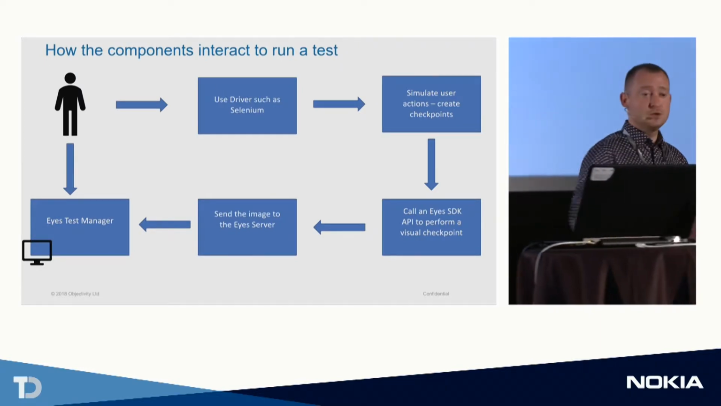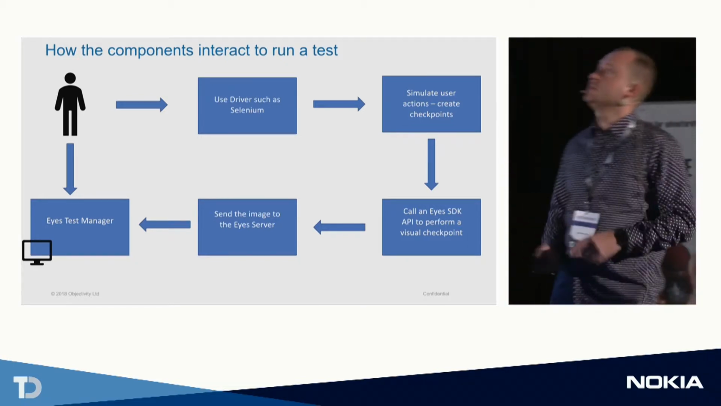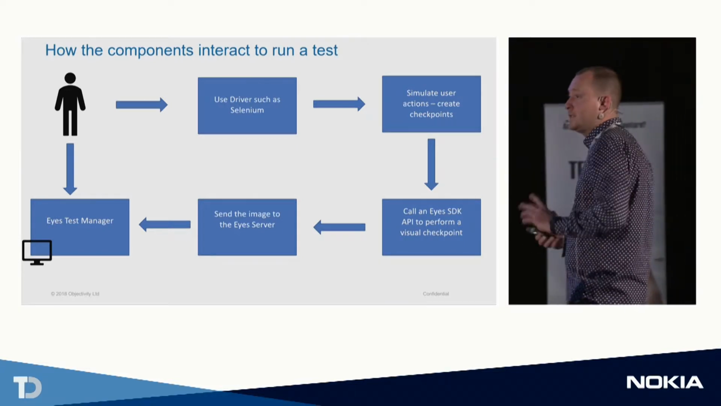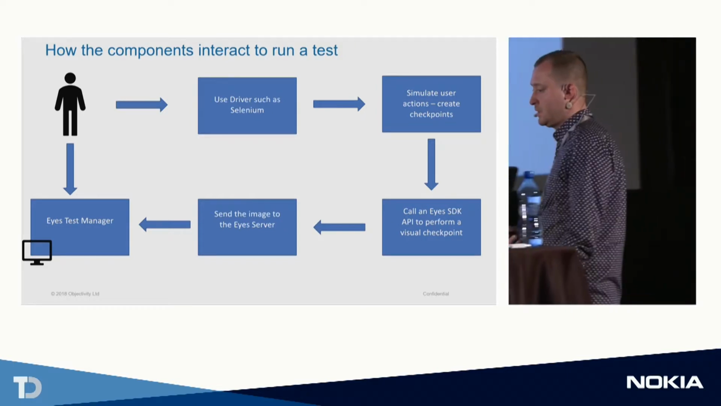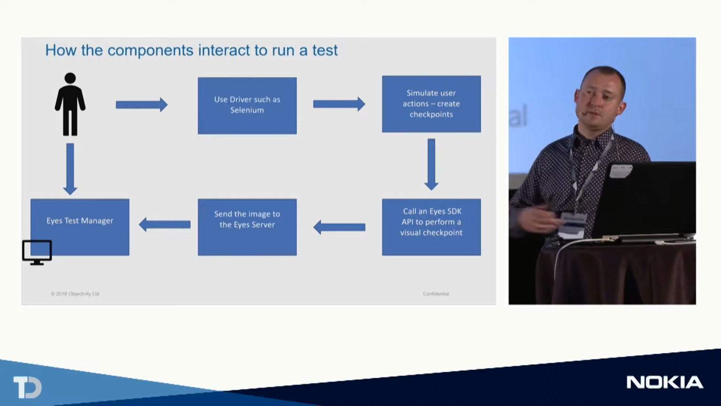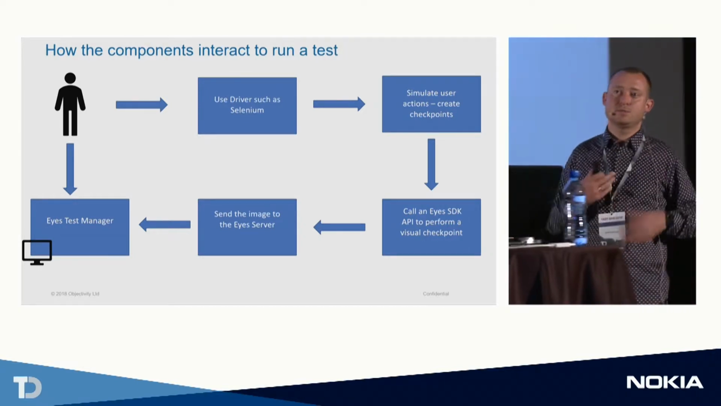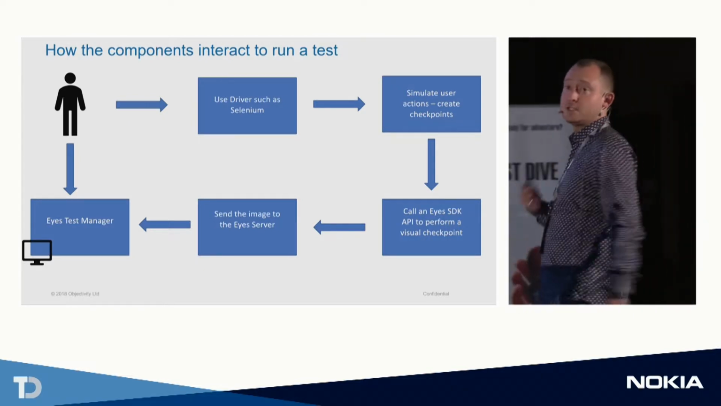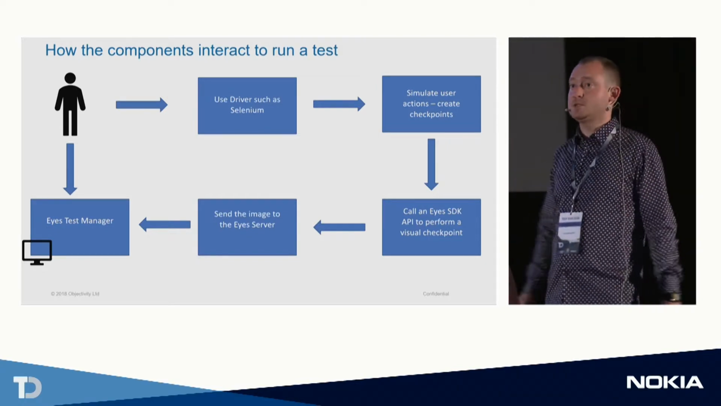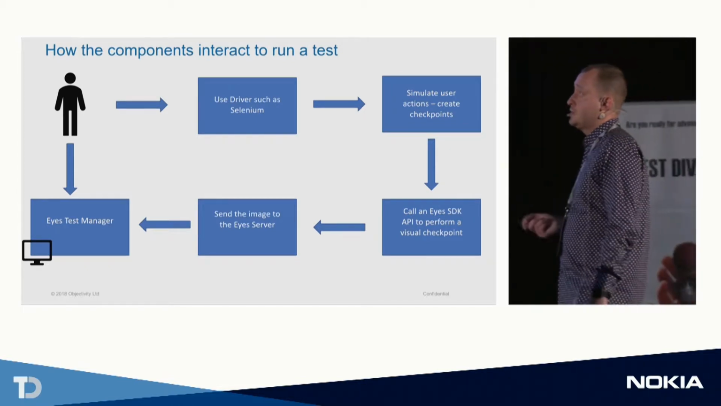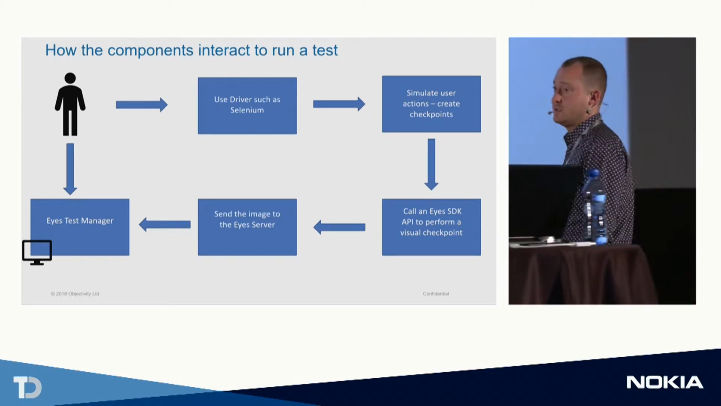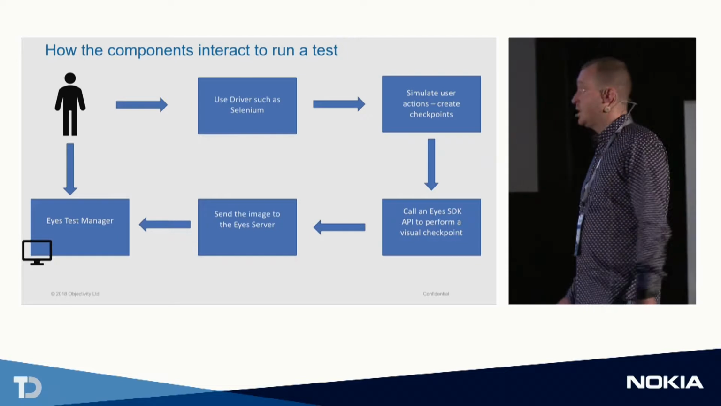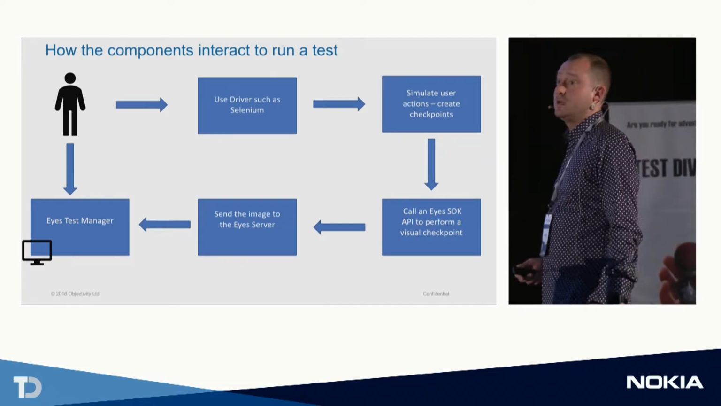How does it look from the tester's perspective? Here we have a tester, this guy on the left. Using Selenium WebDriver, he's simulating the user actions on the page, using the locators and the methods. He's able to show exactly how the business process looks on the page. So he's clicking, sending keys, putting in some information. Then there is a call, an SDK API, to perform a visual checkpoint of the things that we did on the page, the things we just clicked. Then it sends the image to the Eyes server, which is presented in the Eyes Test Manager. That is a tool where we can log in and see exactly how the test looks, what the difference was, and we can accept or reject it. So that's the easy way to show how this automation for Eyes looks.